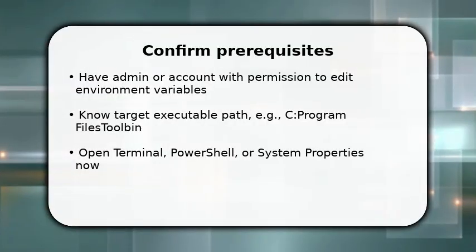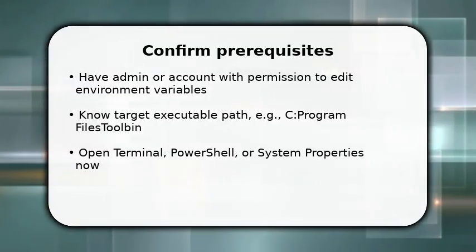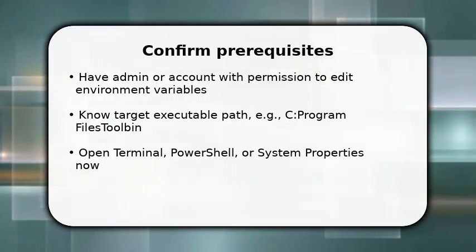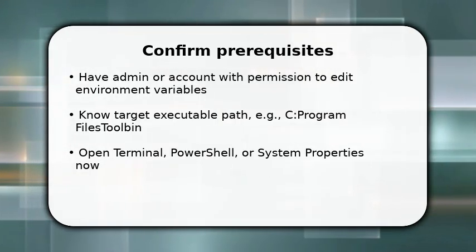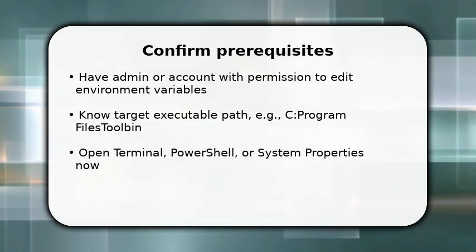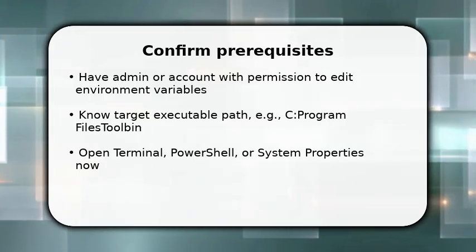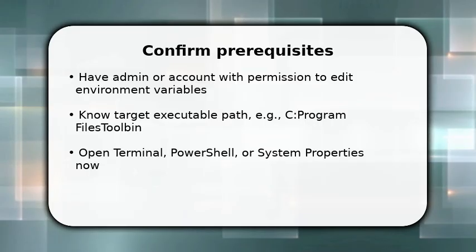You start by confirming the essentials. You have permission to change environment variables, and you know the exact folder that holds the executable. Once ready, open PowerShell or Command Prompt and run where name or Get-Command name to see current resolution. If nothing returns, make sure you're not mistyping the file name.